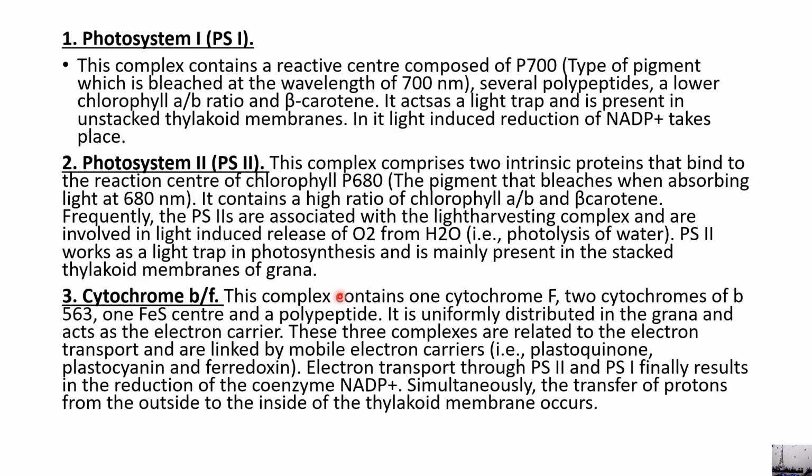Cytochrome B and F. This complex contains one cytochrome F, two cytochromes of B, 563, one iron sulfur center and a polypeptide. It is uniformly distributed in the grana and acts as the electron carrier. These two complexes are related to the electron transport and are linked by mobile electron carriers, that is plastoquinone, plastocyanine, and ferredoxin. This electron transport through PS2 and PS1 finally results in the reduction of the coenzyme NADP+. Simultaneously, the transfer of protons from the outside to the inside of the thylakoid membrane occurs.